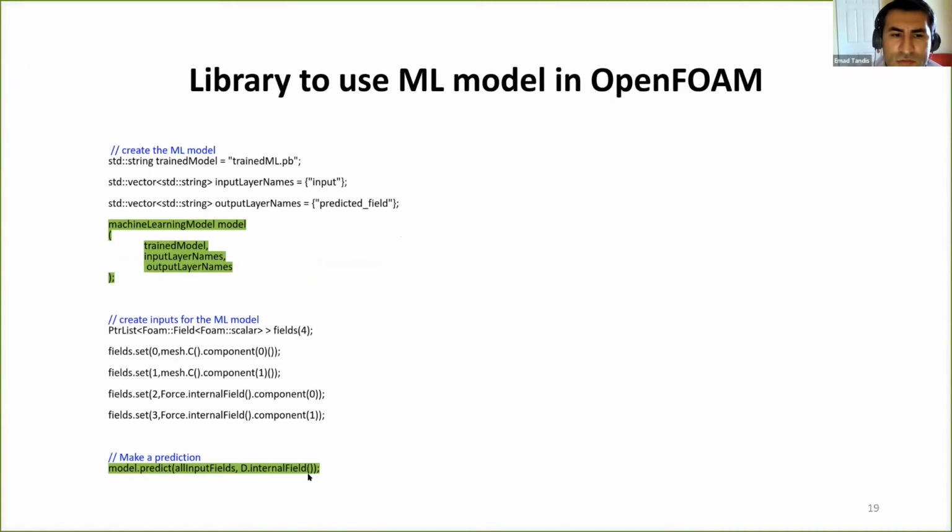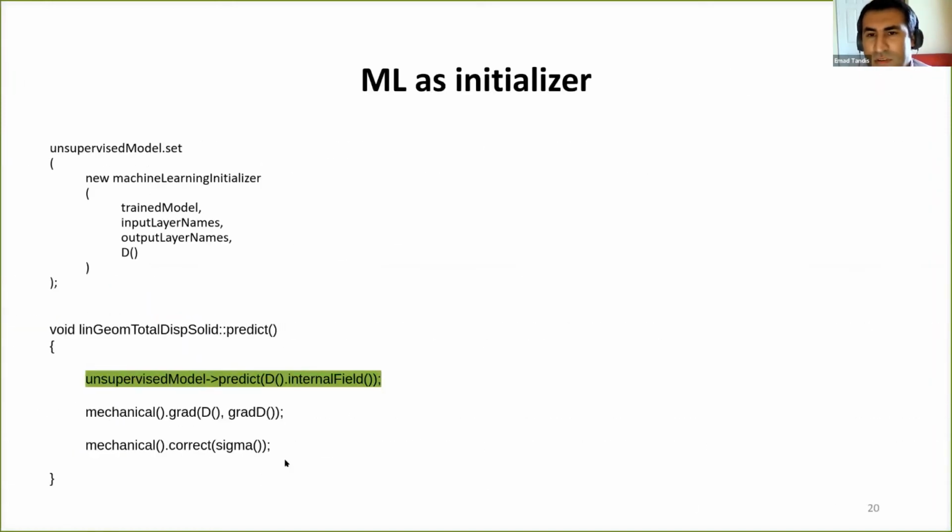This is a piece of code that shows how to use it. For example, here is a constructor of the model. So we create a machine learning model with these inputs. There are 3 inputs, which are strings. The first string is the path of the model. The second and third are the names of the layers for inputs and outputs. And we simply call model.predict on all of the inputs, which are OpenFOAM variables, and the internal field, which is the predicted displacement field. So that simply we can use it.